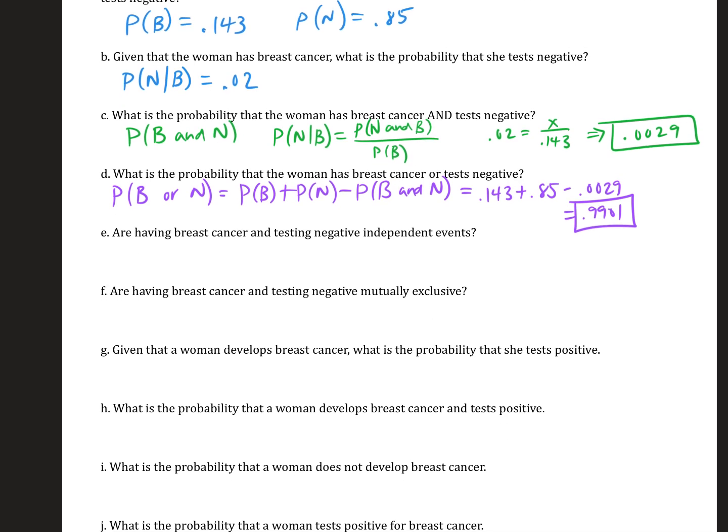All right. Are having breast cancer and testing negative independent events? How do I know? Probability of B and N equals probability of B times probability of N. Okay, so we are testing that. So is 0.0029 equal to 0.143 times 0.85? You don't really have to do that math to know that the answer is no.